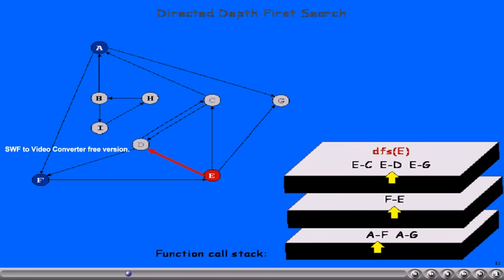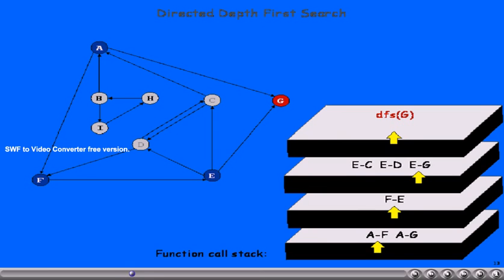Now for the vertex E, there is one more unprocessed vertex G available. So on that, the DFS function will be called now. Now the DFS function is called on G.